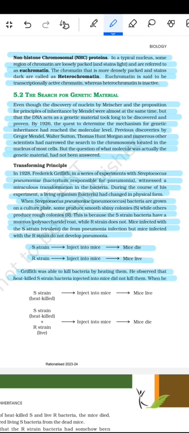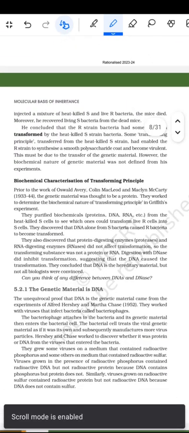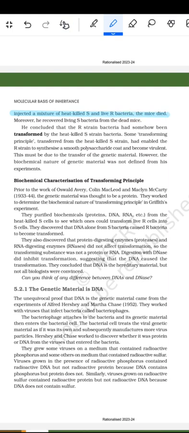When he injected a mixture of the heat-killed S and the live R bacteria, the mice died. Moreover, he recovered living S bacteria from the dead mice. He concluded that the R strain bacteria had somehow been transformed by the heat-killed S strain bacteria. Some transforming principle transferred from the heat-killed S strain had enabled the R strain to synthesize a smooth polysaccharide coat and become virulent. This must be due to the transfer of the genetic material. However, the biochemical nature of the genetic material was not defined from his experiment.